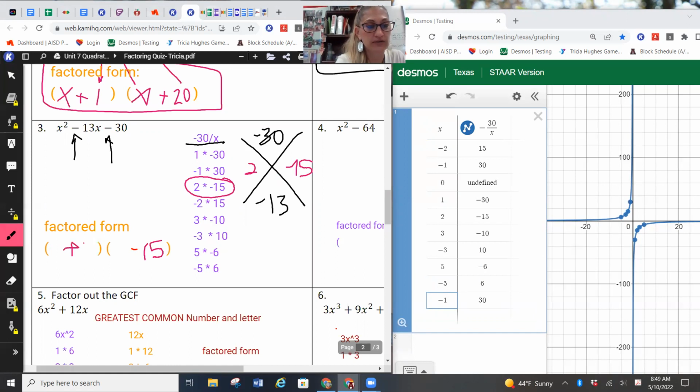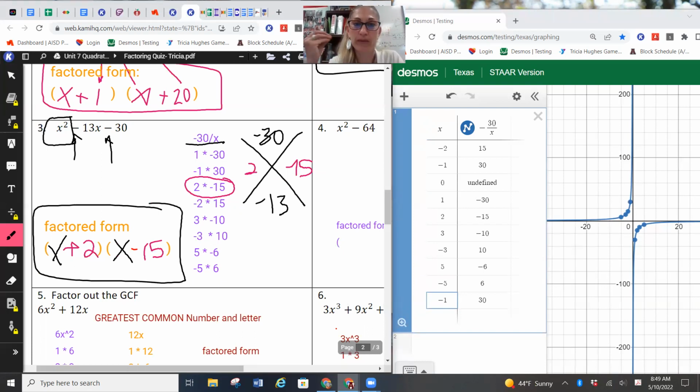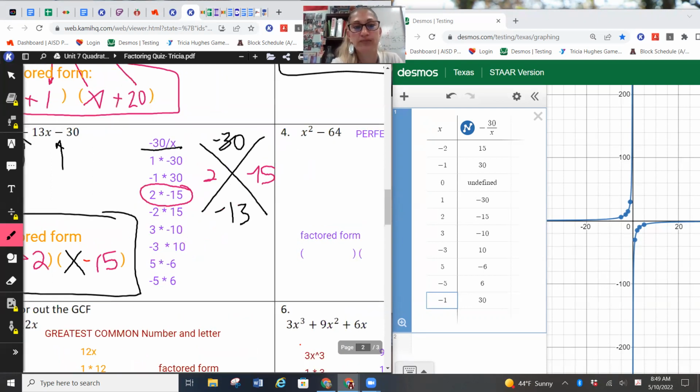I got a +2 there. And then x squared goes in front. And there's my factored form. Remember to check my answer. I type in the question and I type in my factored form, and the parabolas must match.